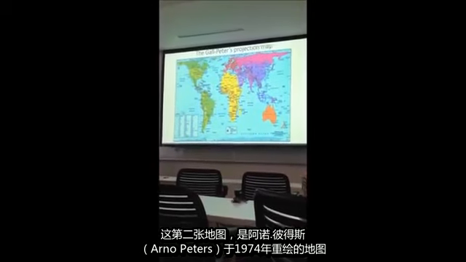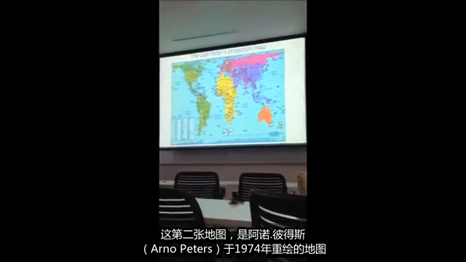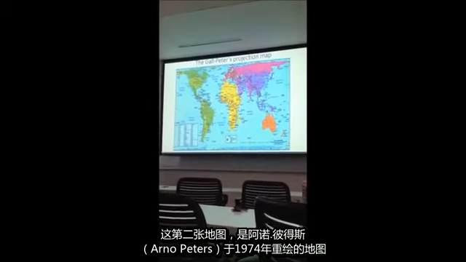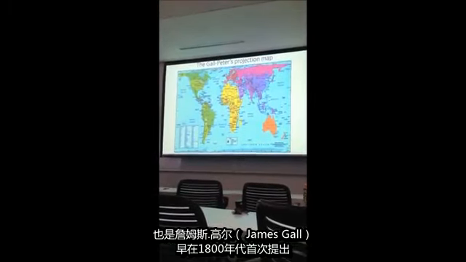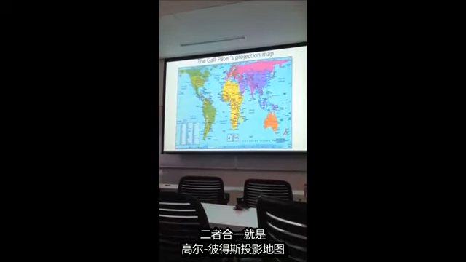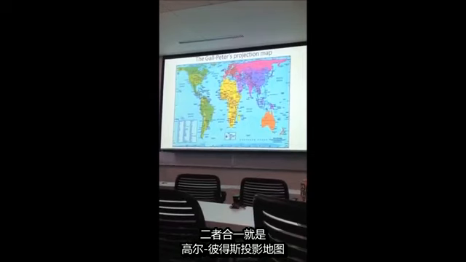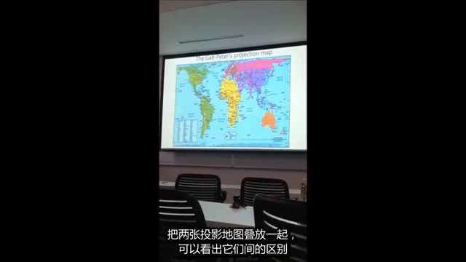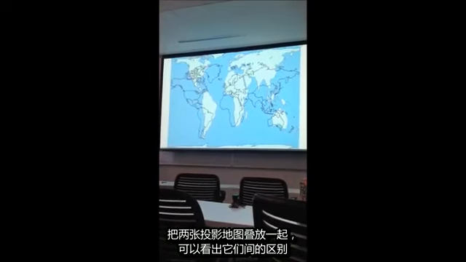It was presented in 1974 by Dr. Arnold Peters, who claimed he invented it, though it came well after the discovery of an identical map made by James Gall in the 1800s, therefore it's called the Gall-Peters projection. That's the difference between the two.